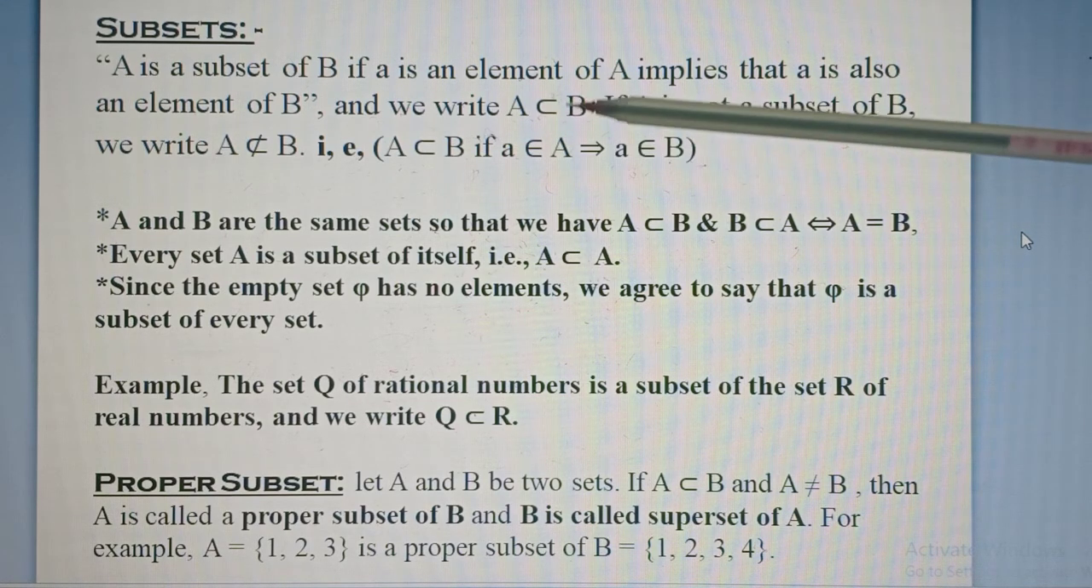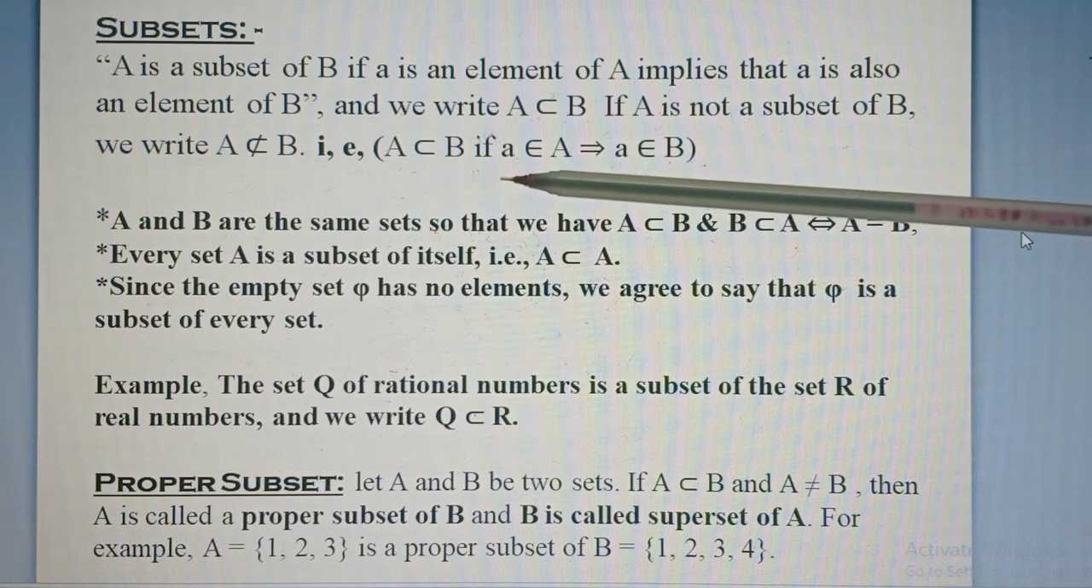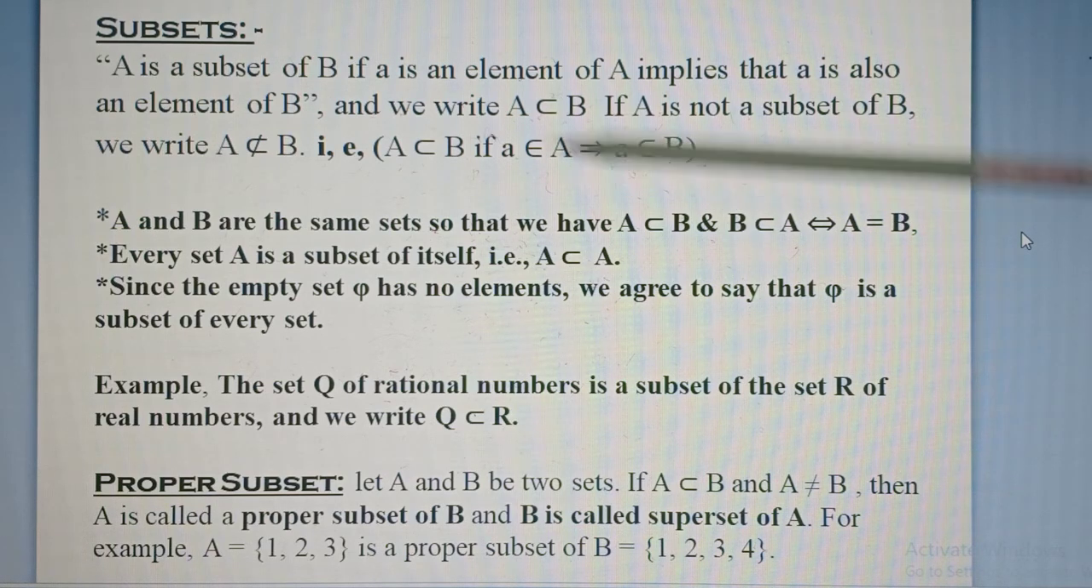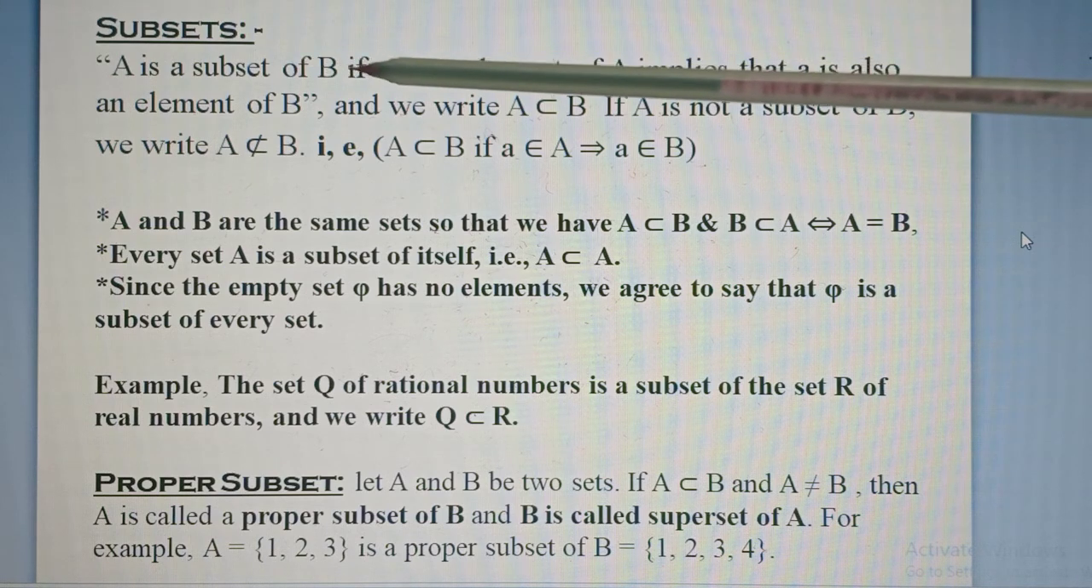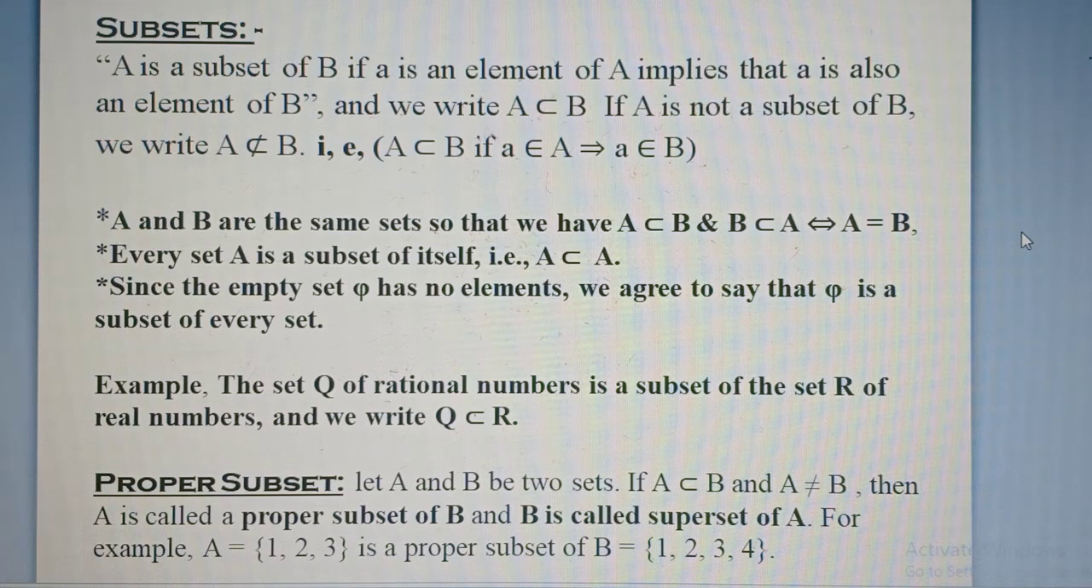So students, A is a subset of B implies: small a is an element of capital A, which implies that small a is an element of set B. Okay students, it is basically a set formed from some or all of the elements of the set B. Here the set B is called a superset and set A is a subset of the set B.